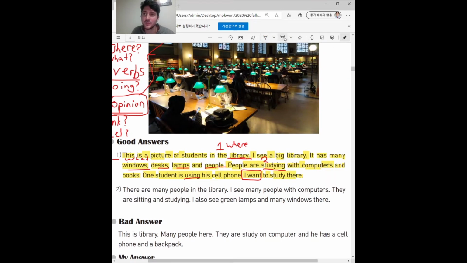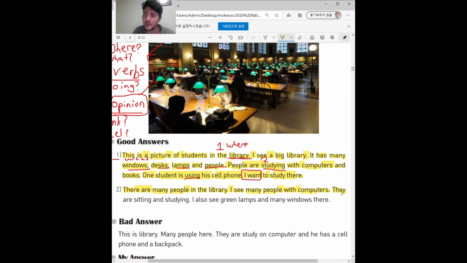Okay, number 2. 좋은 대답. Good answer. There are many people in the library. Good. We have people, library, where, what. I see many people with computers. Okay, computers. All right, not bad.